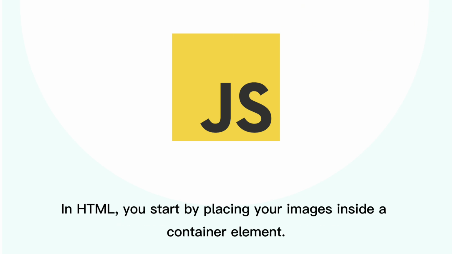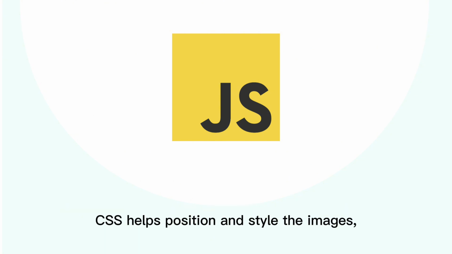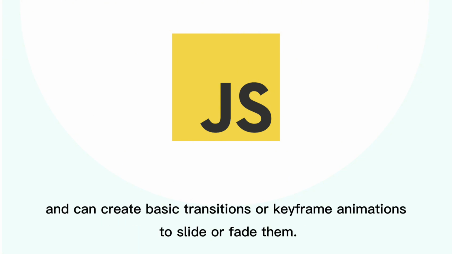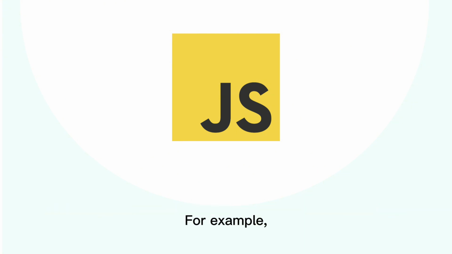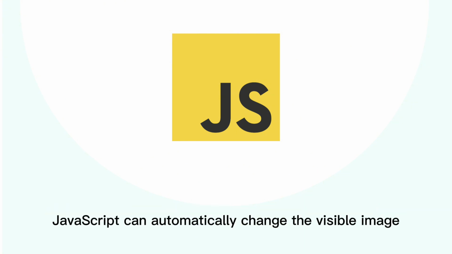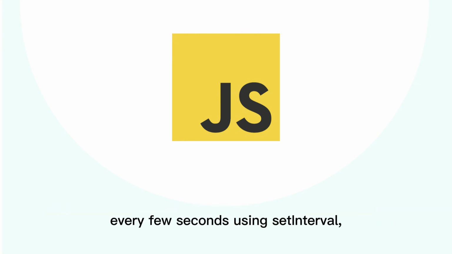In HTML, you start by placing your images inside a container element. CSS helps position and style the images, and can create basic transitions or keyframe animations to slide or fade them. JavaScript is used to control the timing, order, and logic of the loop. For example, JavaScript can automatically change the visible image every few seconds using setInterval, creating a looping effect.